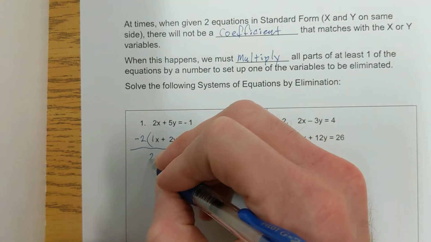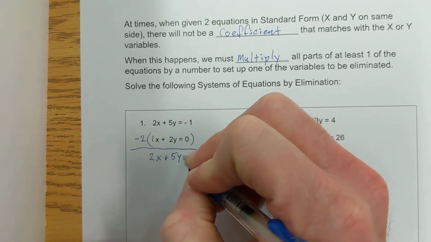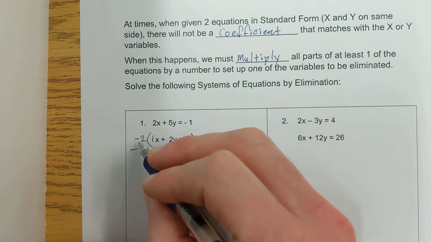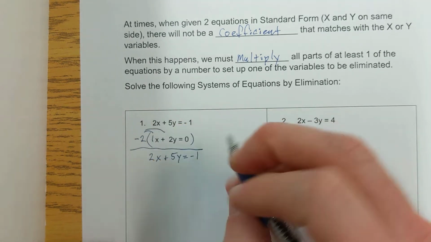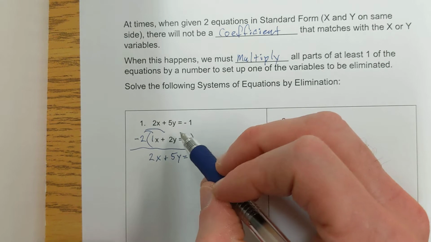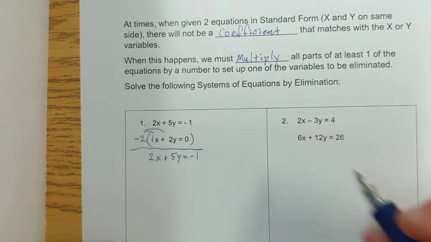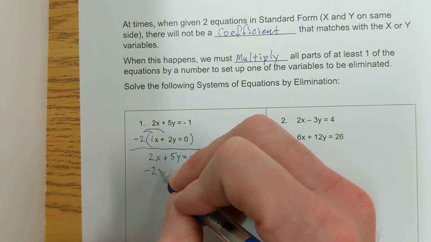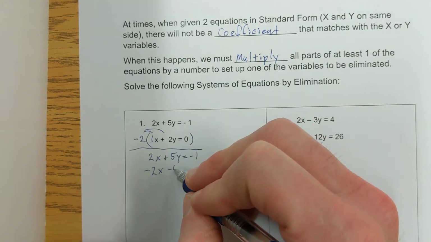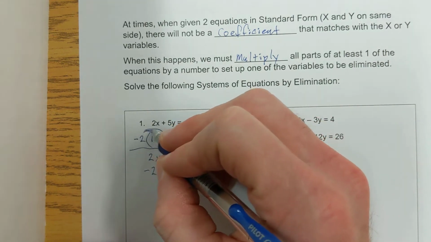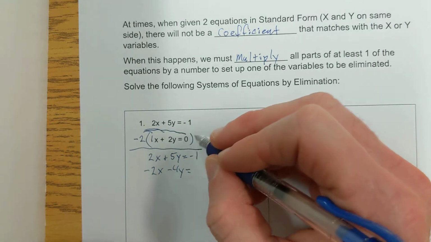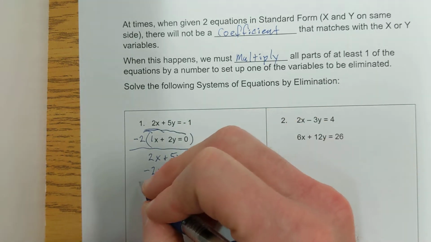All right, so then we are going to have 2x plus 5y equal to -1. And then this one we're going to distribute. And I know I put the parentheses around the whole thing. We could write another -2 over here, but we're essentially multiplying both sides by that -2. So -2x minus 4y, and then -2 times 0. Don't forget the last one. We get 0 right there.